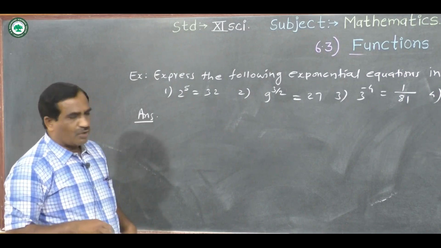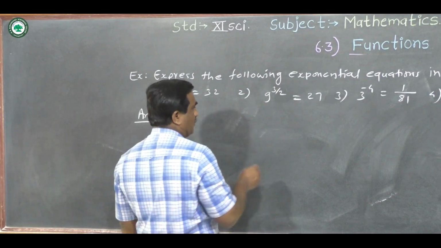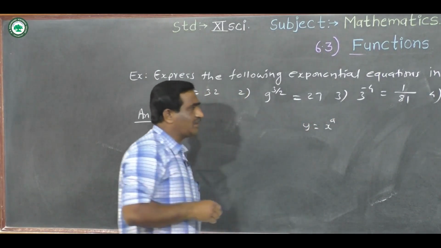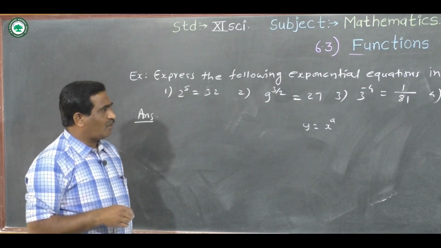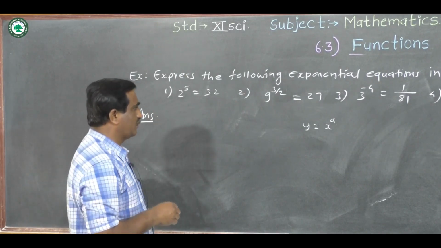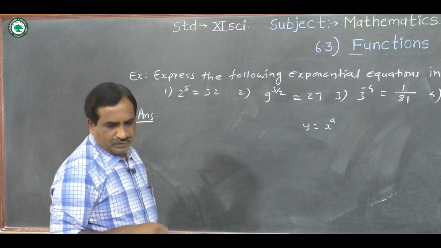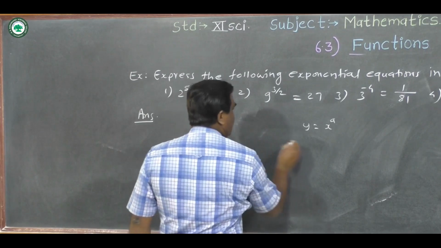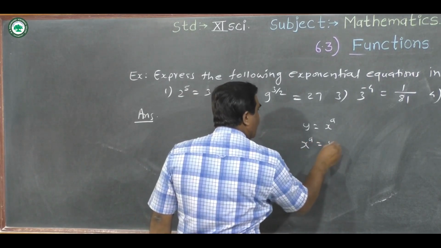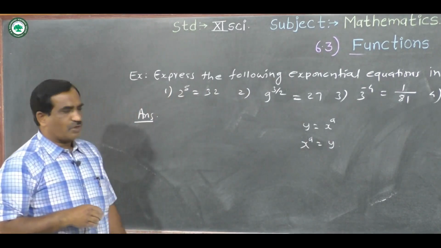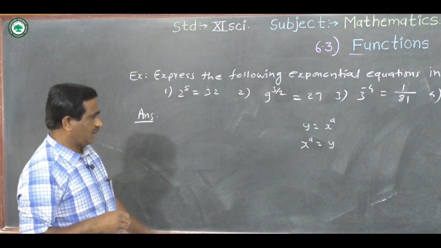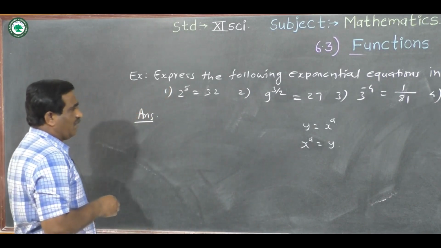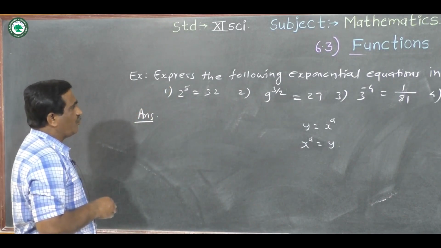Now we know the definition of logarithmic form. That is, y is equal to x raised to a. This is the exponential form of the equation. Now we can write it like this: x raised to a is equal to y. This is the exponential form. We have to write this exponential form in logarithmic form by using the definition.